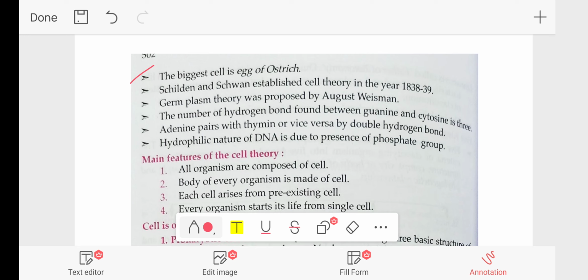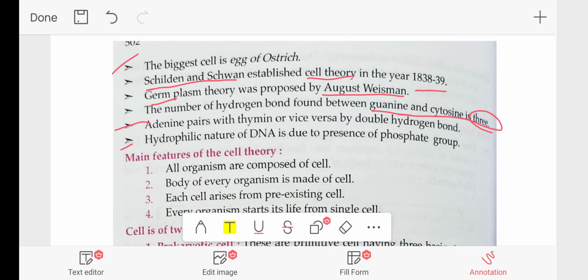Schleiden and Schwann, two German scientists, established cell theory in the year 1838-39. Germ plasm theory was proposed by August Weismann. The number of hydrogen bonds found between guanine and cytosine is 3. Adenine pairs with thymine or vice versa by double hydrogen bond. Hydrophilic nature of DNA is due to presence of phosphate group.